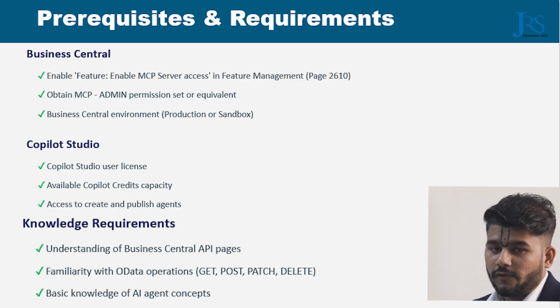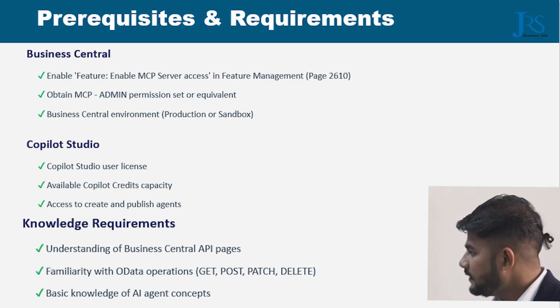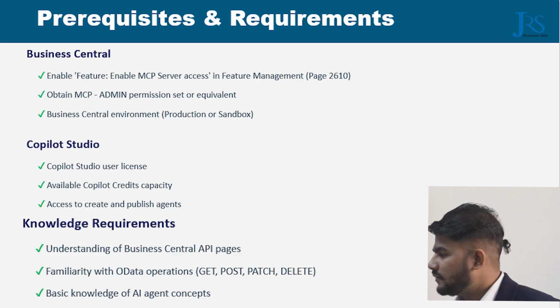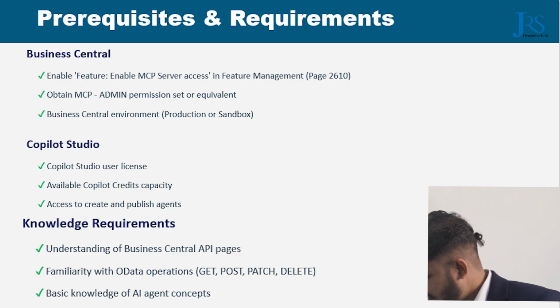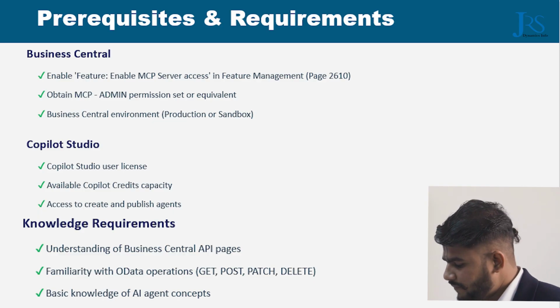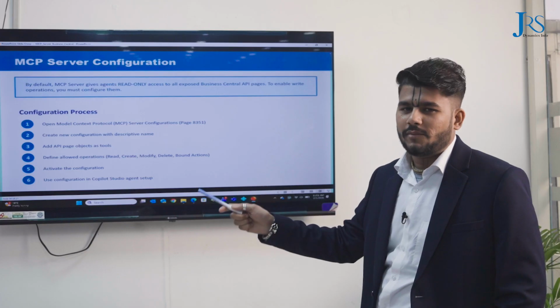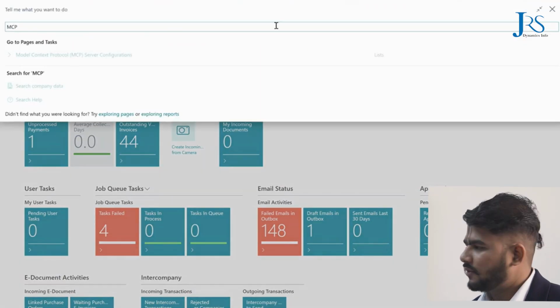And the knowledge requirement: what knowledge would you need? You should have a basic knowledge of Business Central APIs. You should be familiar with the OData operations like get, post, delete and update. And you should have basic knowledge of AI agents, or you can pick it up easily. And how will you configure the Business Central server? I'll also give you a demonstration within Business Central and Copilot as well. In the parallel screen, you can see that also.